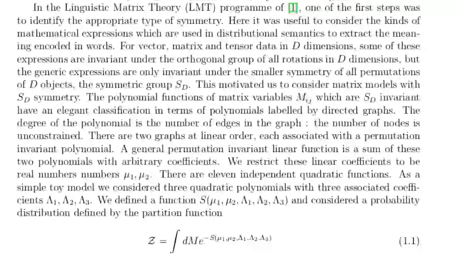Okay, so the degree of the polynomial is the number of edges in the graph. The number of nodes is unconstrained. There are two graphs at linear order. Okay, I don't know what any of this means.